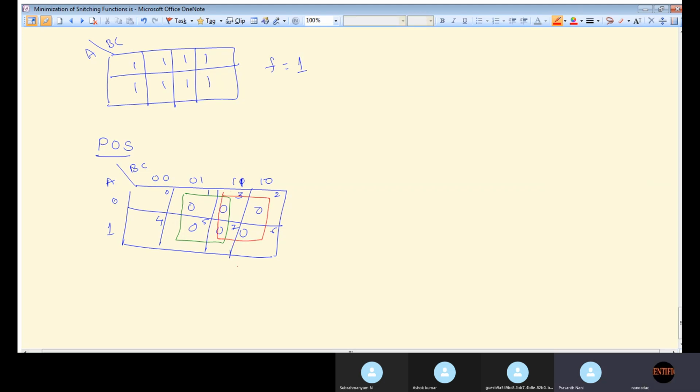Yes. Since it is POS, for this what will you get? For this you get C, and for C bar, this you will get B bar. So the function will be in terms of POS, so the product you need to take. B bar, C bar product you need to take. Okay, so this way.